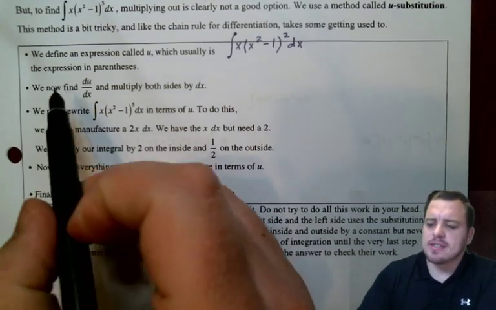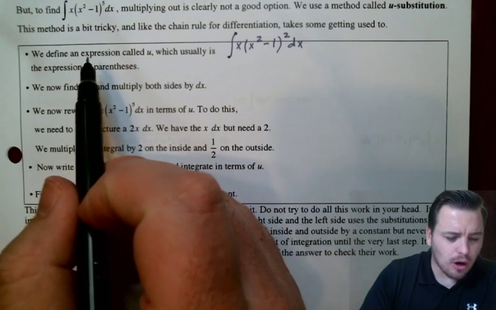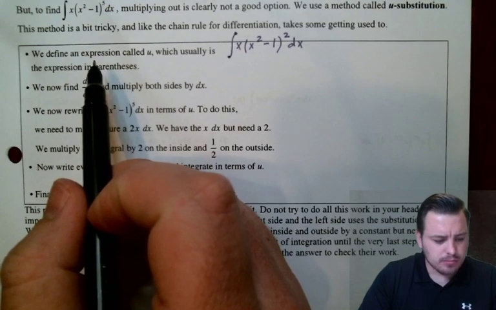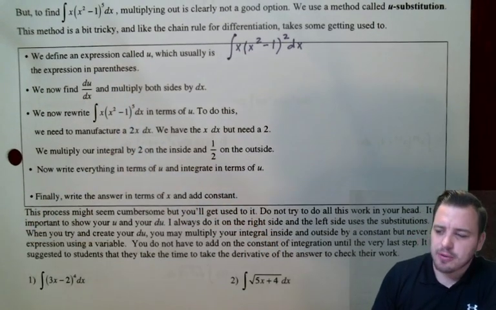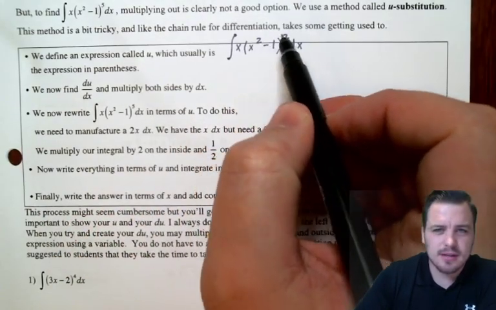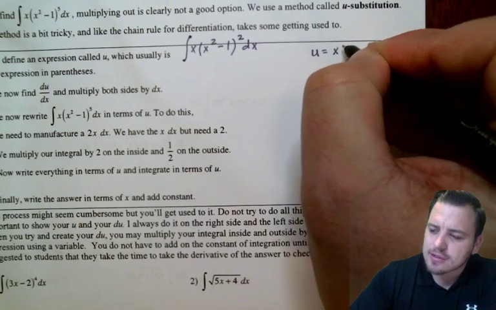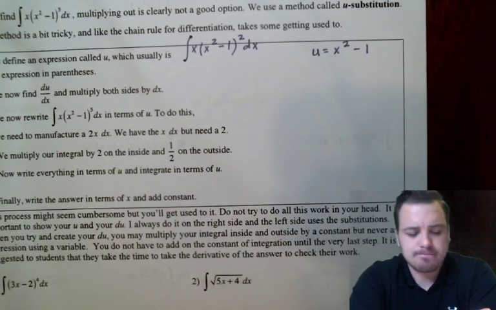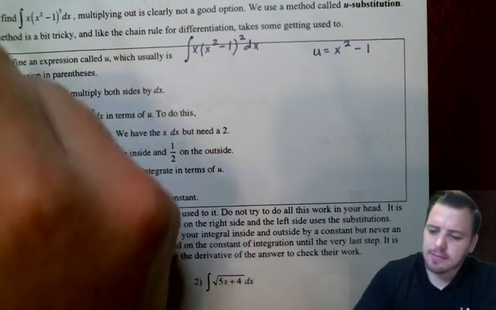The first thing we need to do is define an expression called u, which is usually the expression in the parentheses. So right here is my parentheses. We're going to say u is equal to x squared minus 1. That's our first step. So that's step 1.